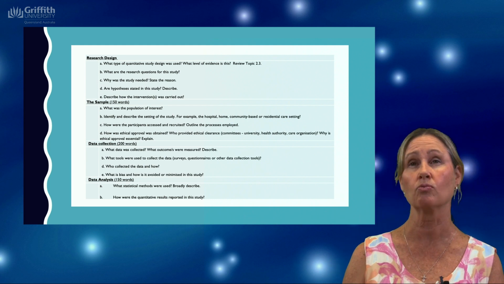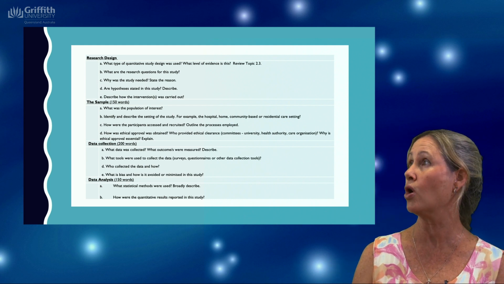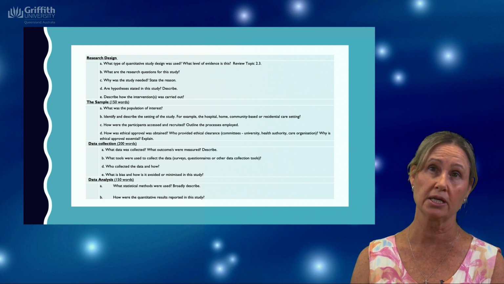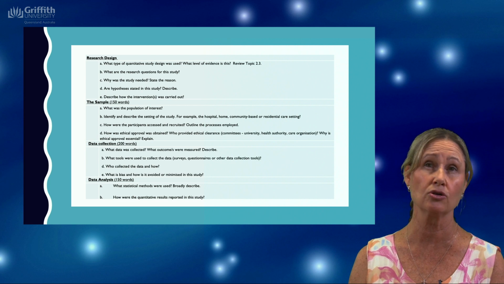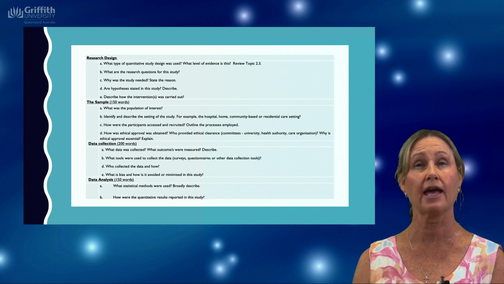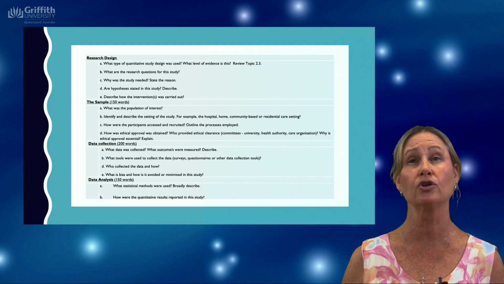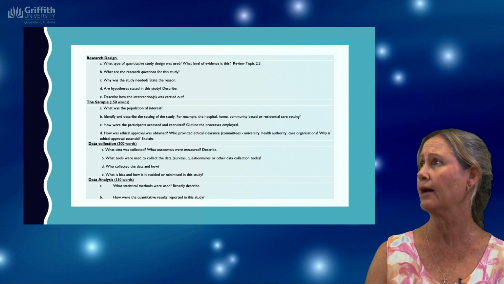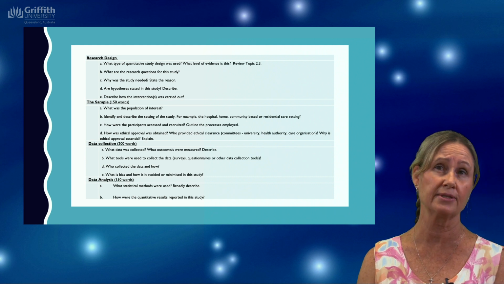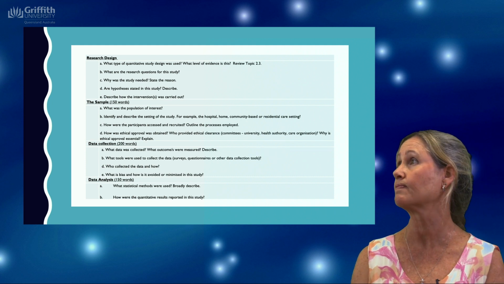The data collection: what was actually collected and why? And what were the outcomes and the measures? Also look at the tools. Were they validated or non-validated surveys? Did they have survey or interview questions, and were they based on literature or were they just developed? Were they open-ended or semi-structured questions?